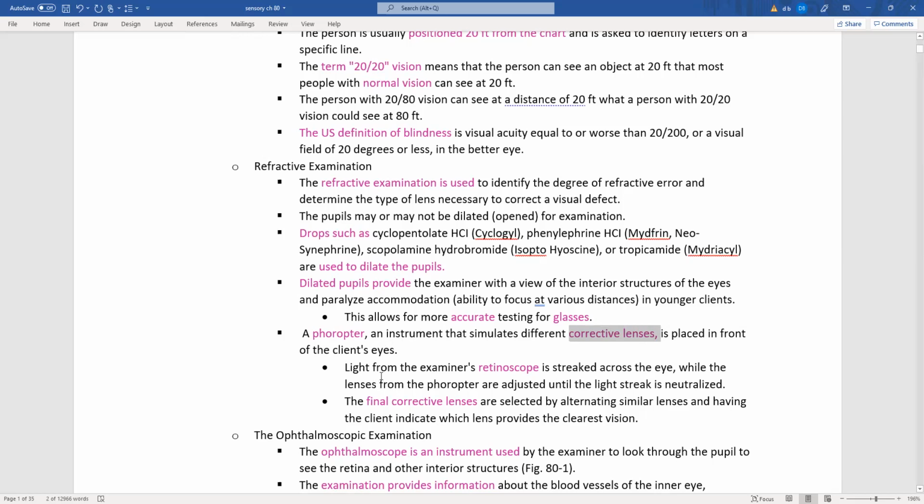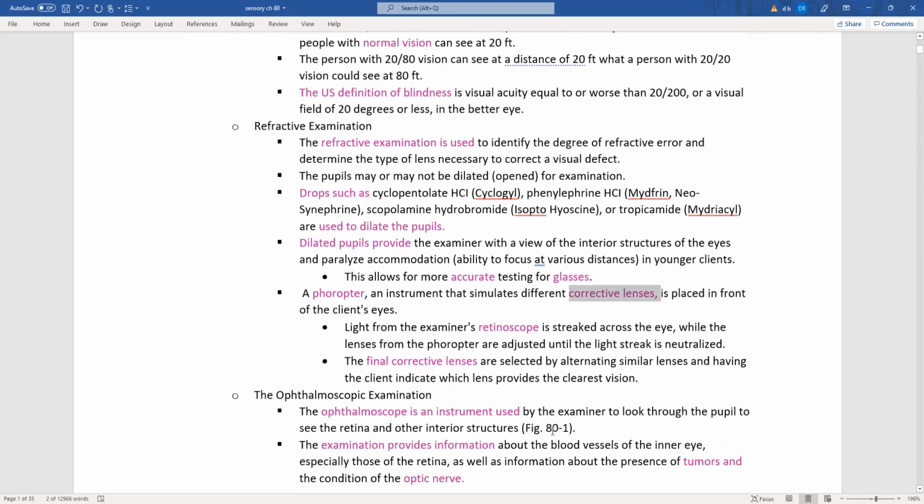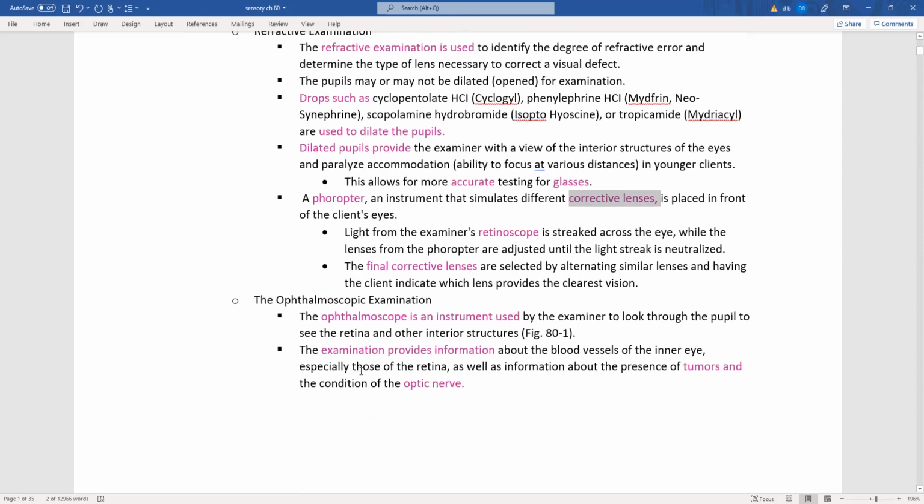So basically, light from the examiner's retinoscope is streaked across the eye, while the lenses from the phoropter are adjusted until the light streak is neutralized. The final corrective lenses are selected by alternating similar lenses and having the client indicate which lens provides the clearest vision, like I said. If I was y'all, I'd highlight that.